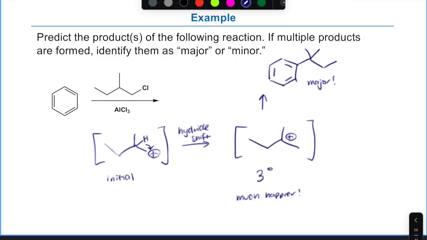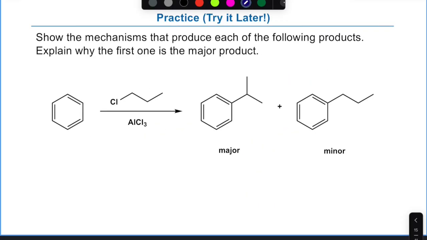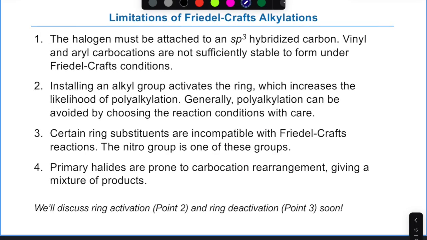All right. Now these are try it later, so explain why this one's the major product and this one's the minor product. Pretty straightforward. So for the Friedel-Crafts, again, it has to be an sp3 hybridized carbon, so it has to be a haloalkane. So you can't have it where it's a vinyl halogen or an aryl halogen. It's just not reactive enough. And the carbocation you generate really isn't that stable. So this one wouldn't work, and this one wouldn't work. So it's really just the primary or the sp3 hybridized.